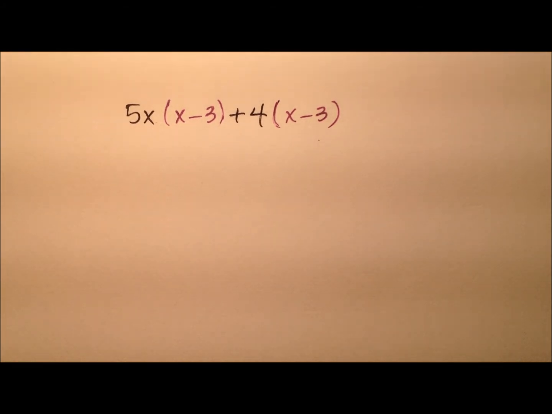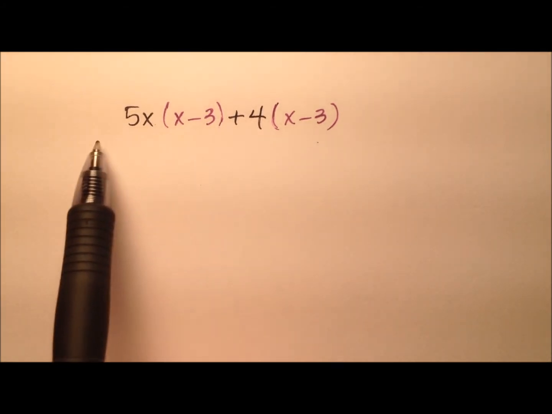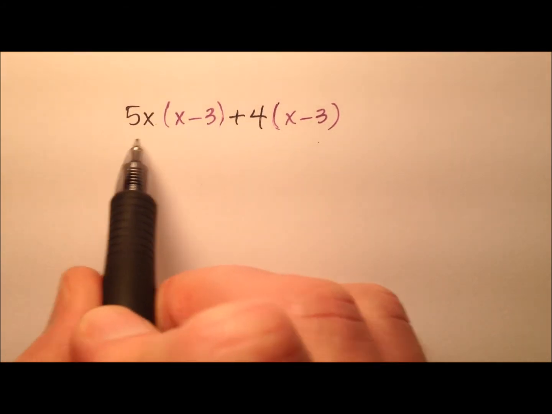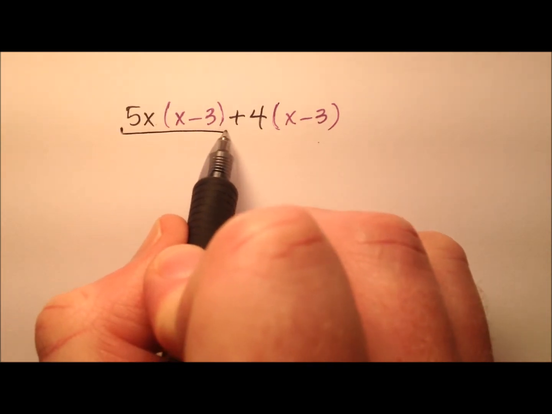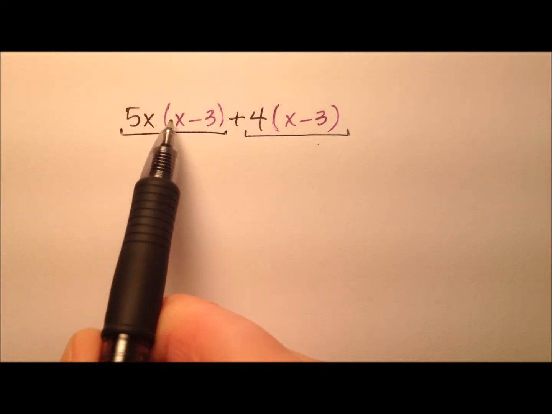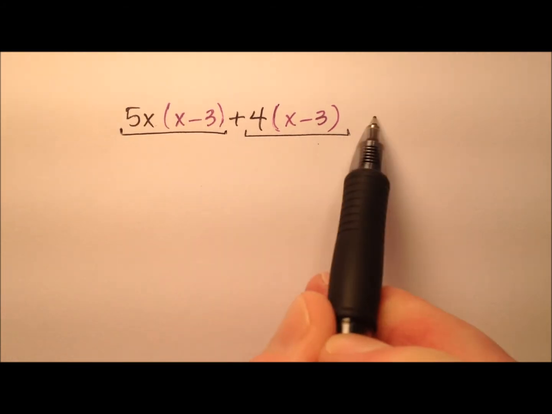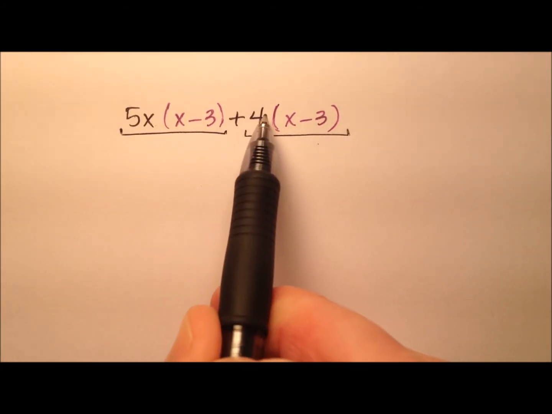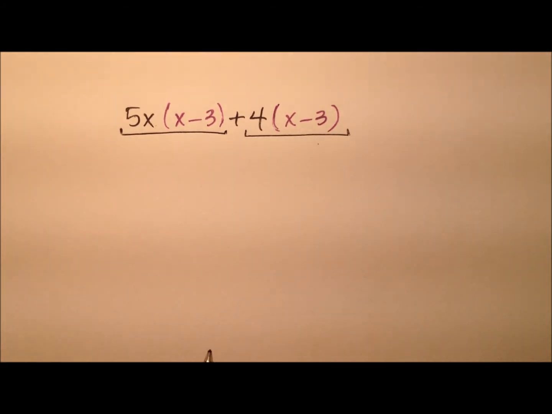Okay, so I want to talk first about the most important part of grouping, and this is a step that you have in the middle of the process. Well, it looks like this expression has two terms. Our first term is the product of 5x and x minus 3. And the second term is again a product, but the product of 4 and x minus 3.